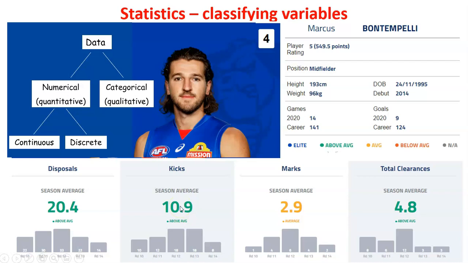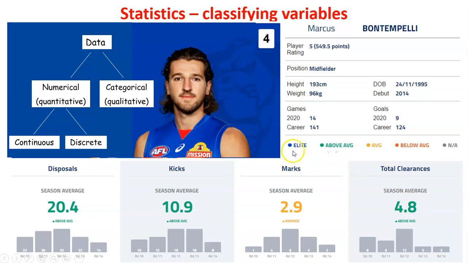Now, we have got categorical data, okay, where they've split things up into categories. They've actually used color coding. So you can see here they've got elite, above average, average, or below average. They've used this color coding to help us. So we can look at this data and say, disposals in a season, well, Marcus Bontempelli's above average. It's green. His kicks, they're above average compared to the other players in the AFL. His marks, this yellowy colour, which is average, so he's on average compared to the other players. Total clearances, again, he's above average. He's in the green when it's compared with other players.